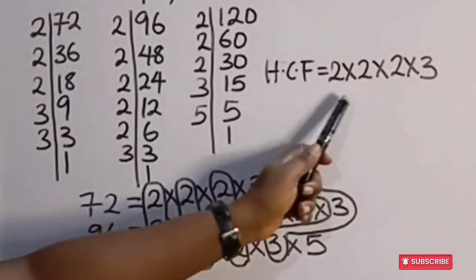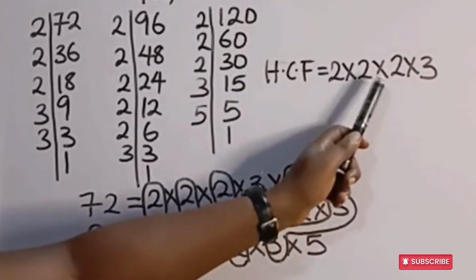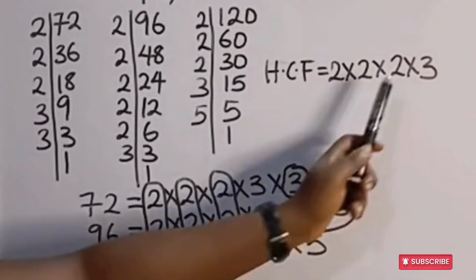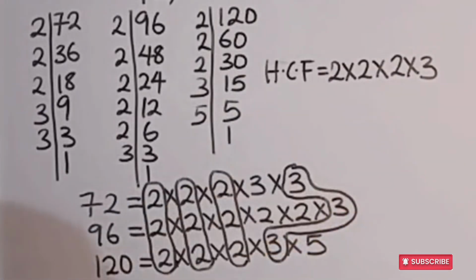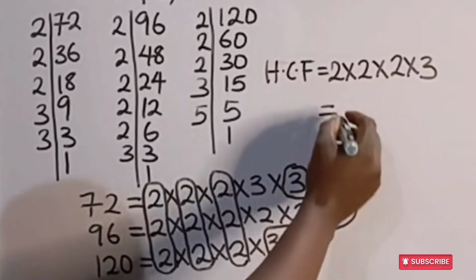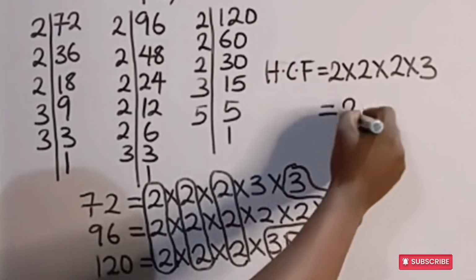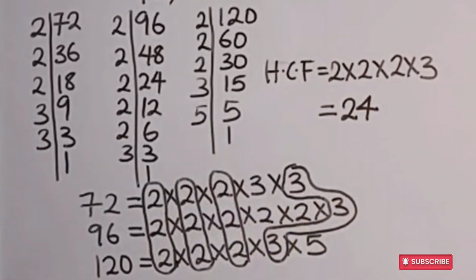Okay, so 2 multiplied by 2 gives us 4. 4 multiplied by 2 gives us 8. And 8 multiplied by 3 gives us 24. That means the HCF of these numbers is 24. So that gives us the answer to the question.